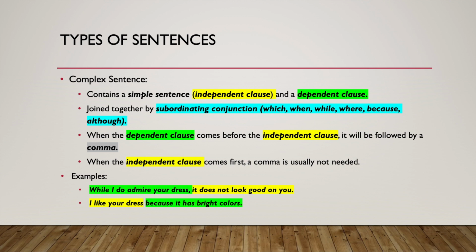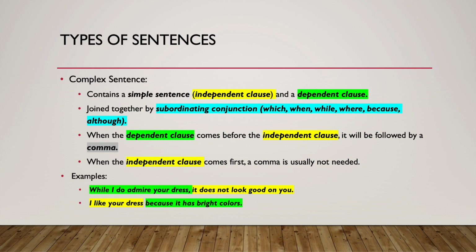You know, if we took out the "while," the very first word: I do admire your dress, it does not look good on you. I do admire your dress would be an independent clause. We'd have to either combine it, one of the ways I mentioned before. But because of that, while I do admire your dress, girl, it does not look good on you at all. Okay, let's look at the other example.